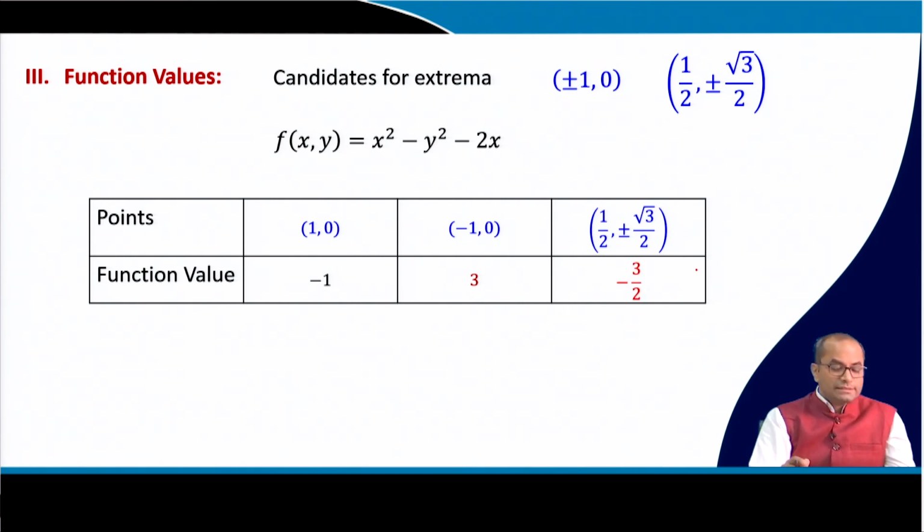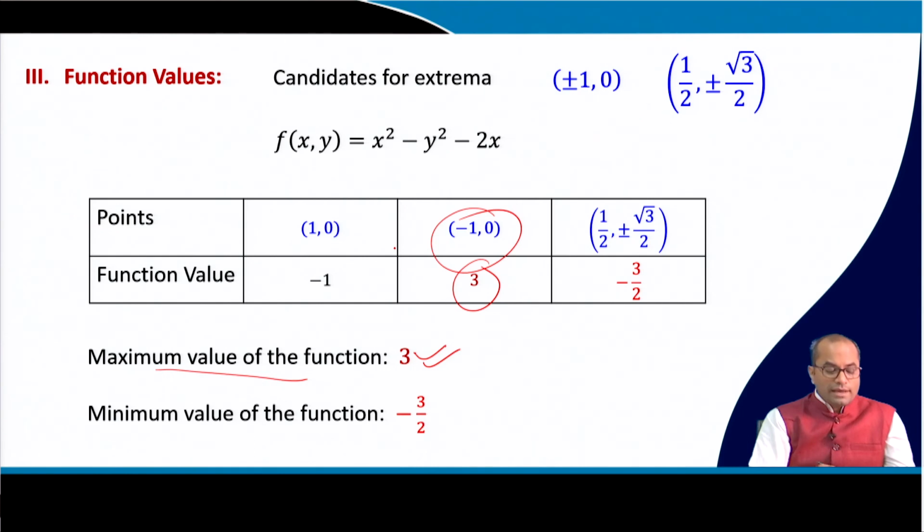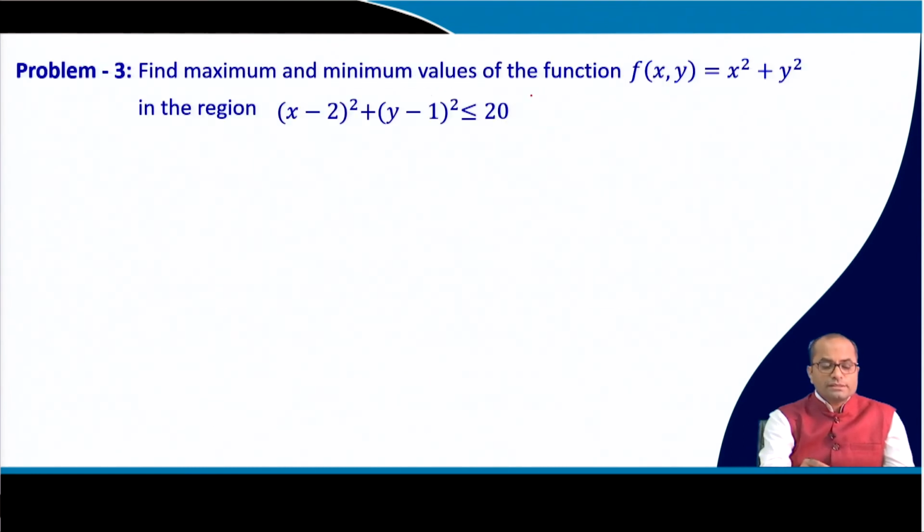So, what we realize is that the maximum value of the function is 3 at the point (-1, 0), and the minimum value of the function is -3/2 at the point (1/2, ±√3/2). So, in this way we can maximize or minimize the problem using this Lagrange multiplier by finding all possible critical points, or the candidates for the maximum and minimum values. This is the last problem.